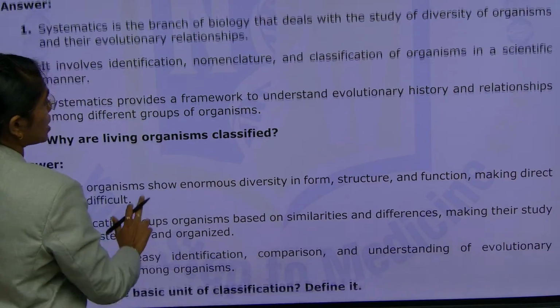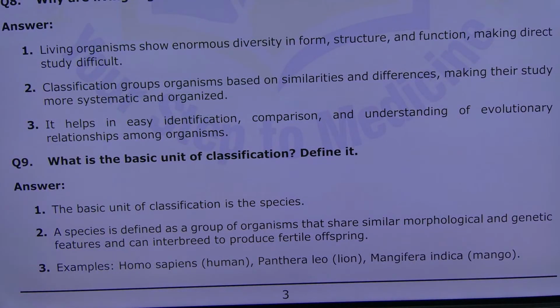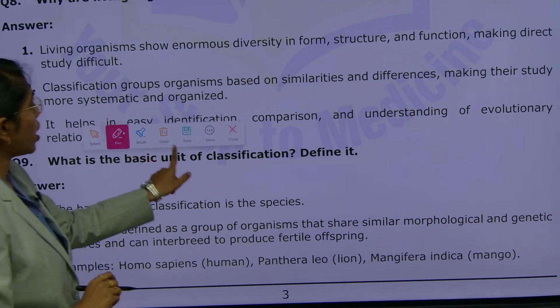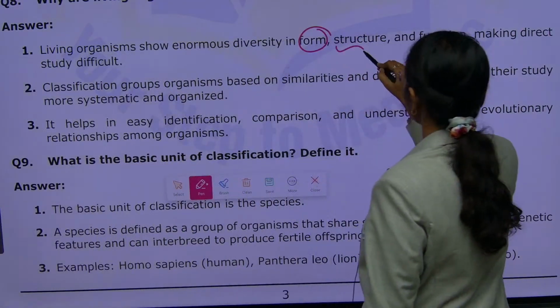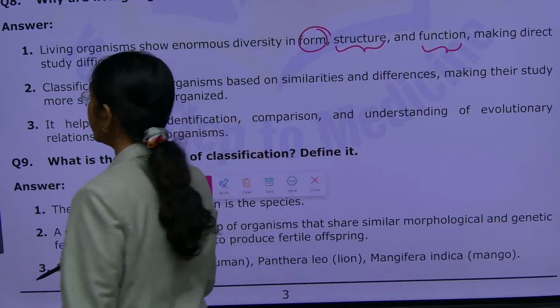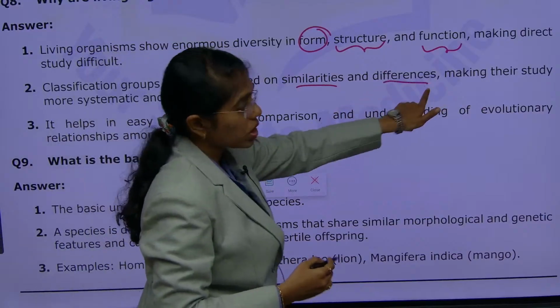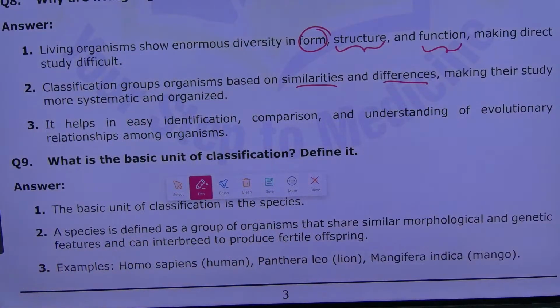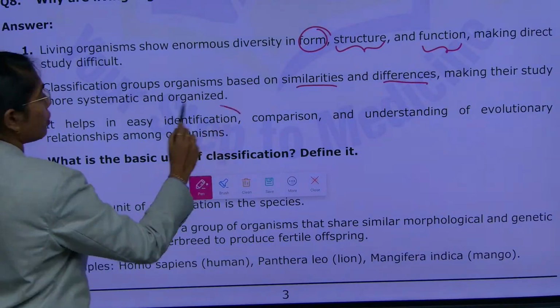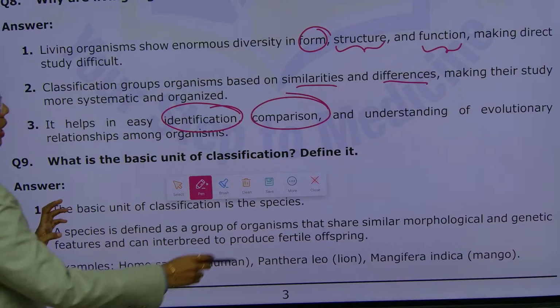Why are living organisms classified? Living organisms show enormous diversity in form, structure and function, making direct study difficult. Classification groups organisms based on their similarities and differences, making their study more systematic and organized. It helps in easy identification, comparison and understanding of evolutionary relationships. This is all about why we classify living organisms.